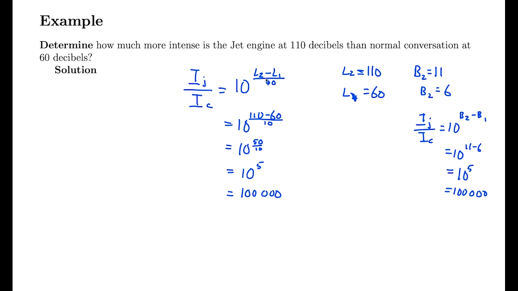If you use the decibel scale formula, then remember that within the formula, it's going to create that equivalence to what the bell is. So with decibels, it's 110 minus 60, and then you're dividing by 10 to convert to bells again.